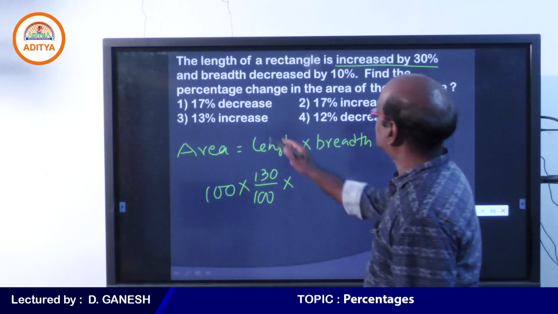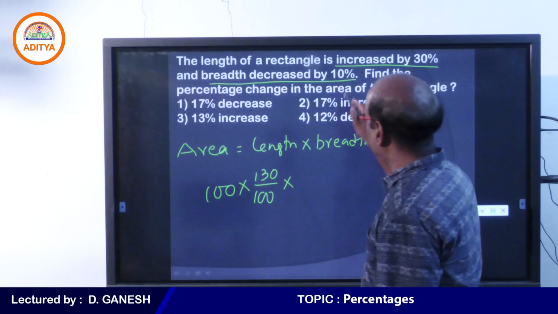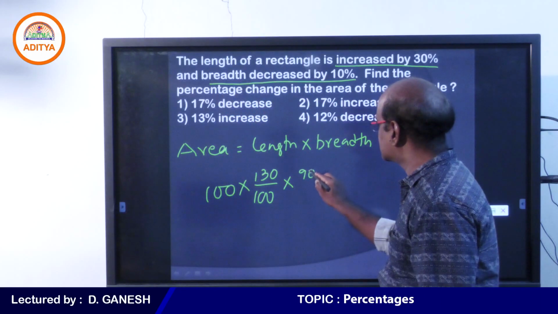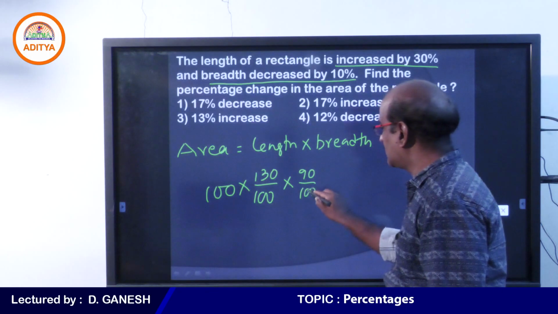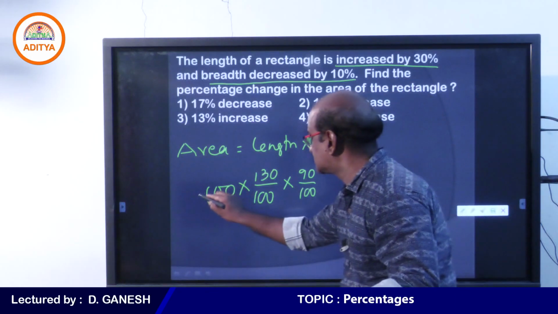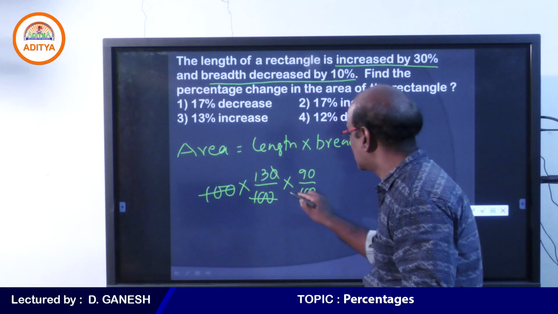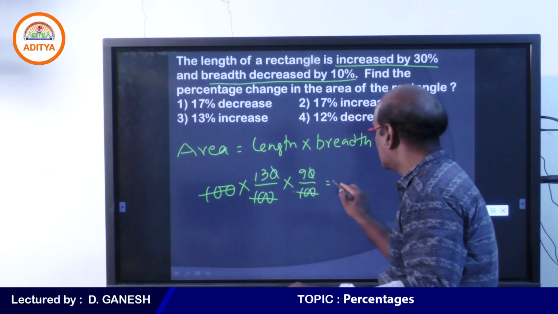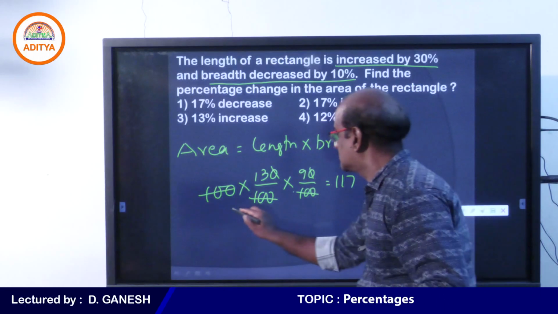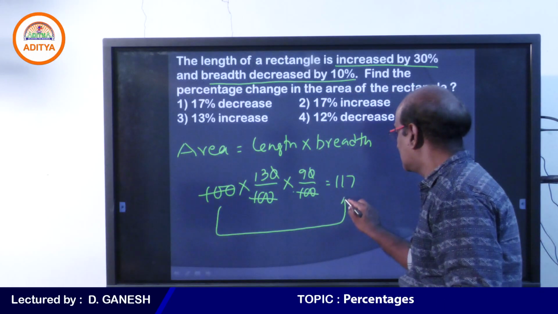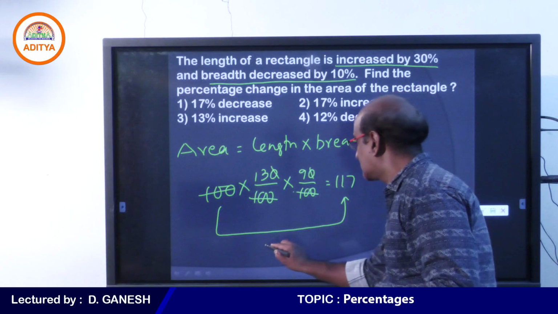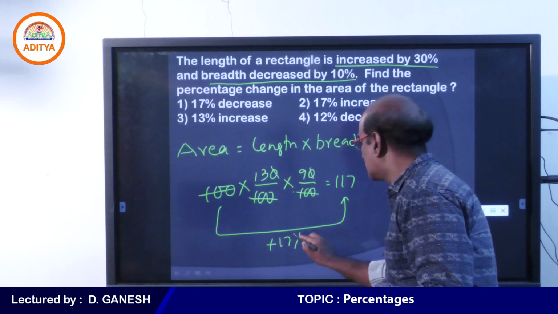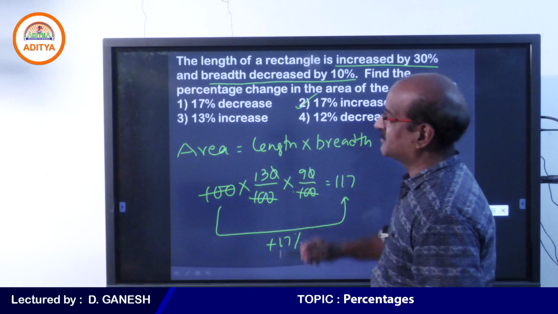And we can see that breadth decreases by 10%. You understand why did I take 90? Decreases by 10%. Tell me, student, after having these two changes, how much we left? 13 into 9, 117. So we thought of taking area 100, it becomes 117. So area increases by 17%.